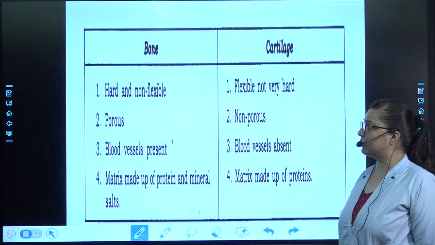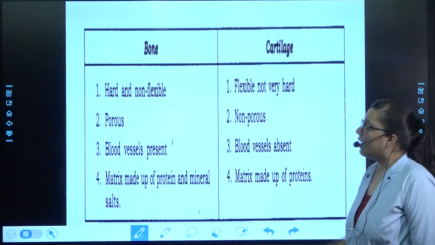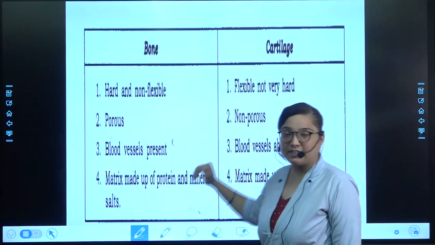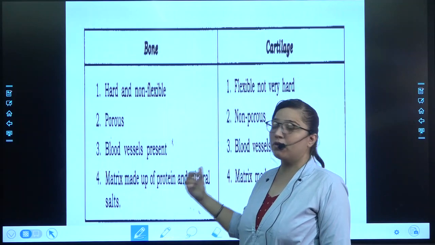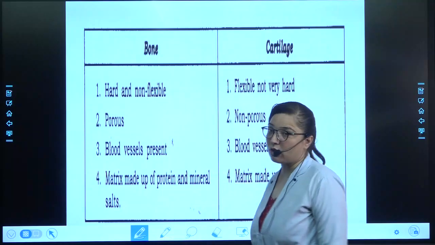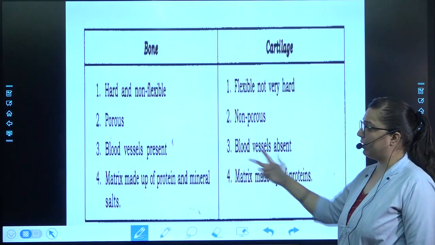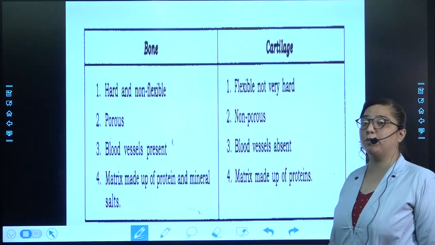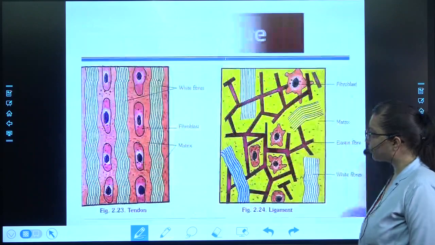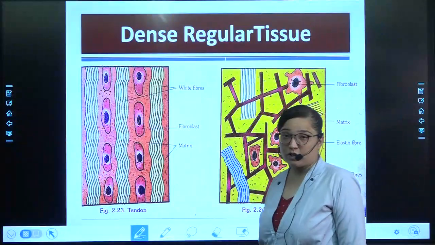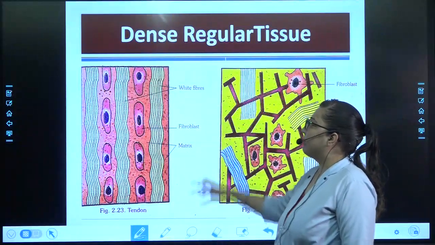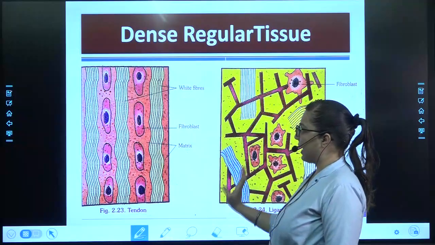Then this difference. Bone is hard, porous, has blood vessels, and its matrix is made up of protein and mineral salts. Here, cartilage is flexible but not hard, non-porous, blood vessels are absent, and the matrix is made up of only protein. Coming to the dense regular tissue, white fibers are arranged in a row, here they are scattered.